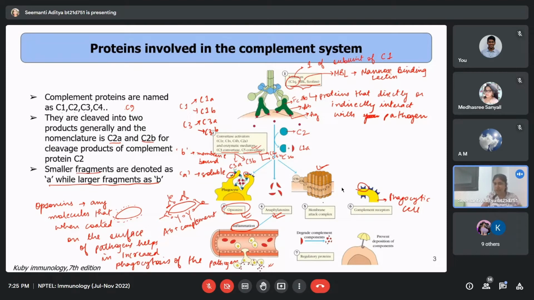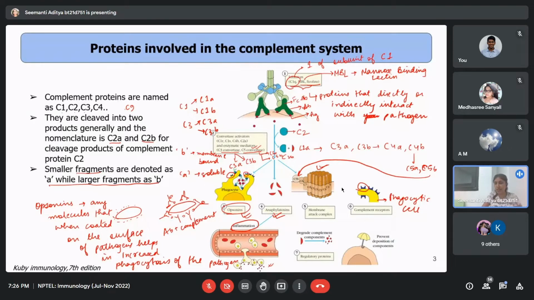What happens in the membrane attack complex again? The membrane bound form of these complement proteins, once the activation gets started, there is a cascade: C2 gets activated into C2A, C2B, then C3A, C3B, then C4A, C4B, then C5A, C5B. From here, the C5B will form a complex with C6, C7, C8, C9, C9, C9.